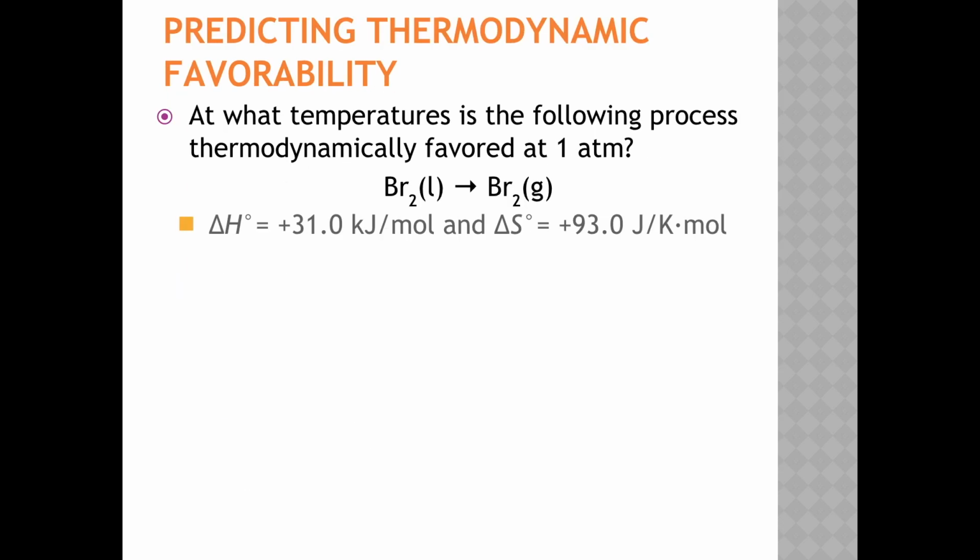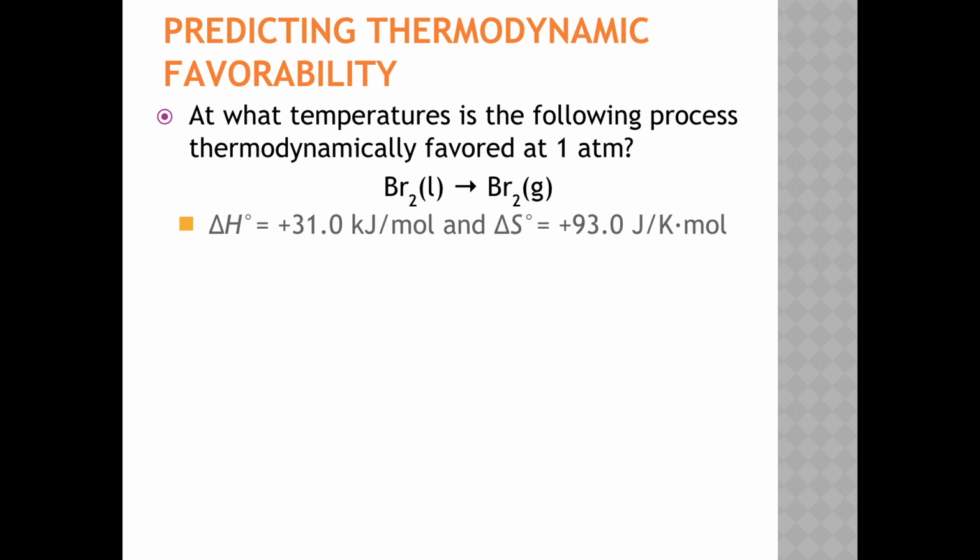With the free energy equation, we can predict the temperatures at which a process is thermodynamically favored. The key is to realize that it will be at equilibrium when delta G is 0, and will be thermodynamically favored at all temperatures that give it a negative delta G. We will often have to assume that the enthalpy and the entropy changes for the processes do not depend heavily on temperature. As an example, let's look at the vaporization of liquid bromine.